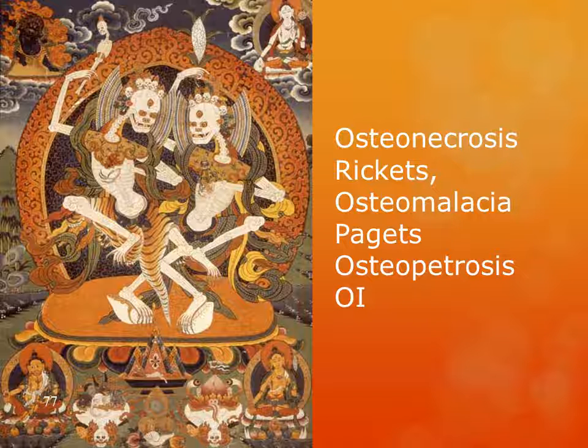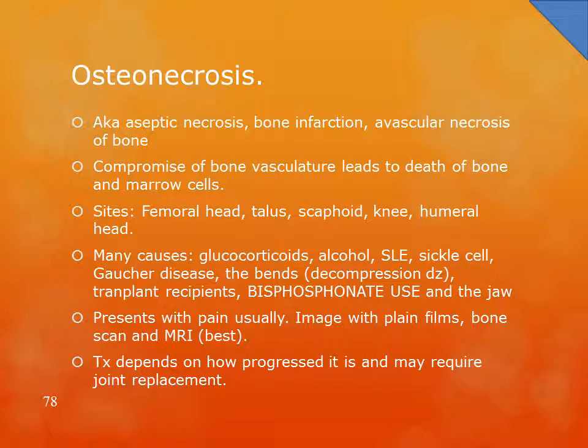So moving away from osteoporosis, let's talk a little bit about osteonecrosis, rickets, osteomalacia, Paget's and osteopetrosis, and osteogenesis imperfecta. What is osteonecrosis? Osteonecrosis is a bad dude. This is aseptic necrosis, a bone infarction, or avascular necrosis of the bone. It's probably the term you'll hear the most, avascular necrosis.